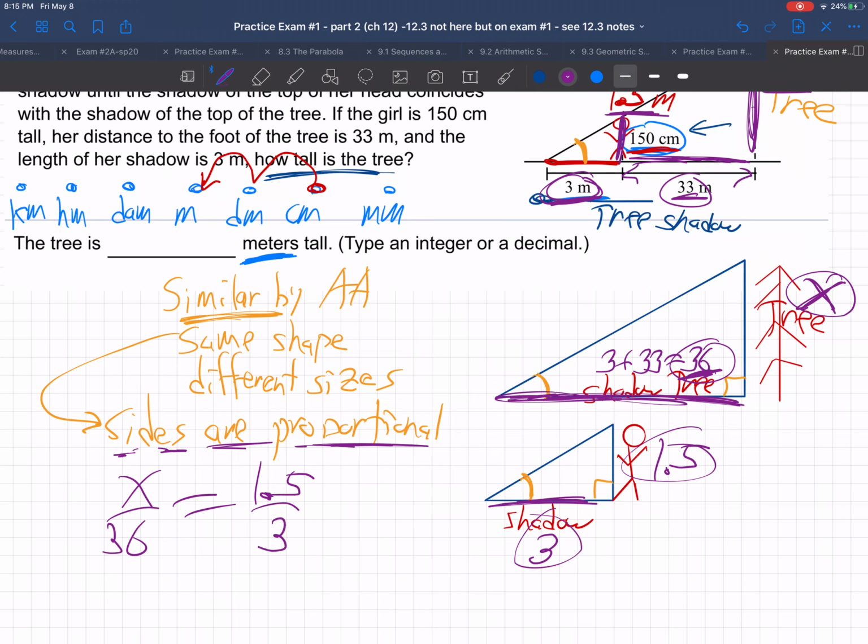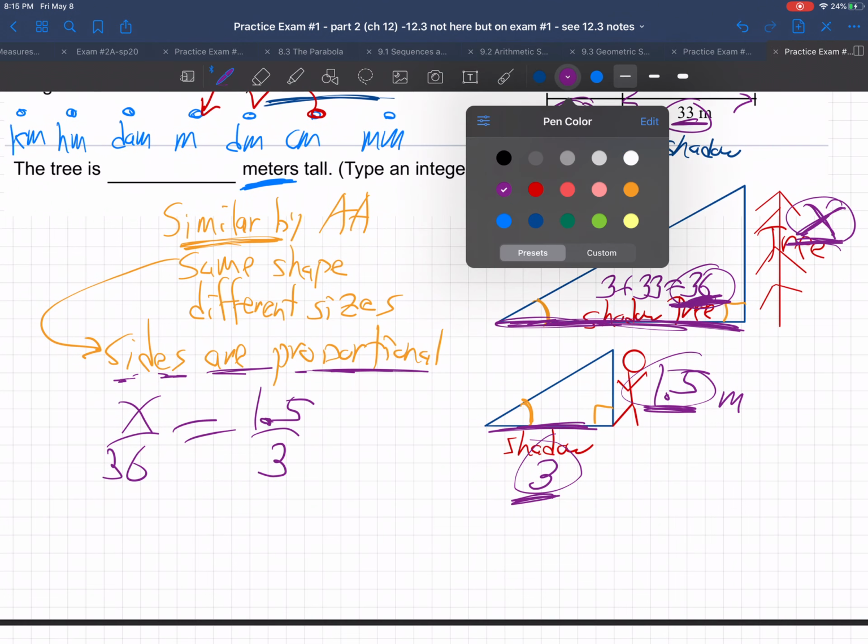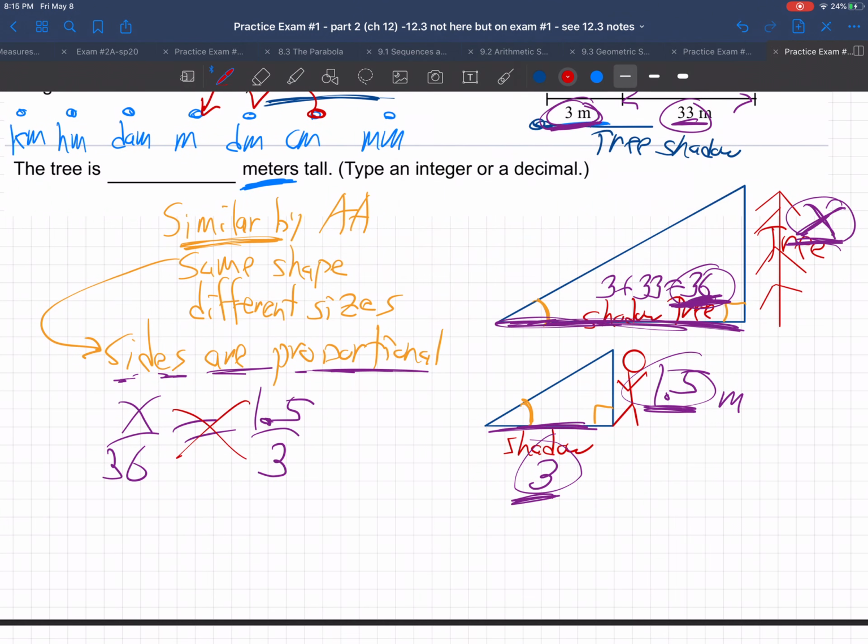See how now I'm using whole sides. X is a whole side of the big triangle. 36 is the whole bottom of the big triangle. 1.5 is the girl's height in meters. And 3 is the girl's shadow in meters. That'll work. And so now we cross multiply, diagonal, diagonal.